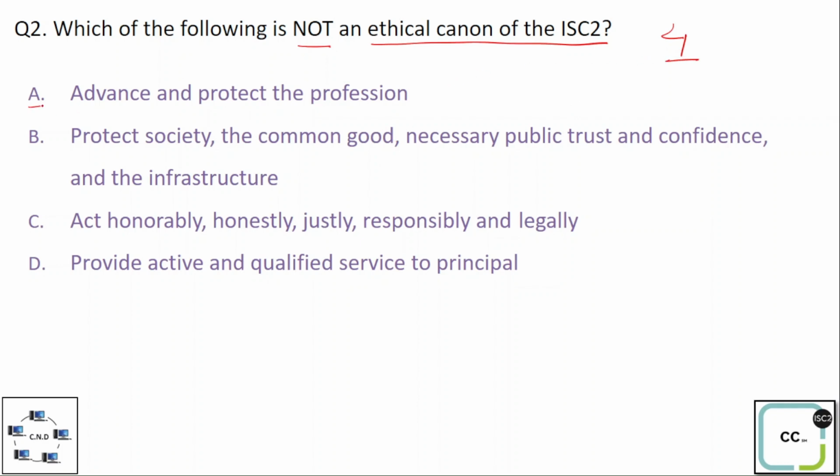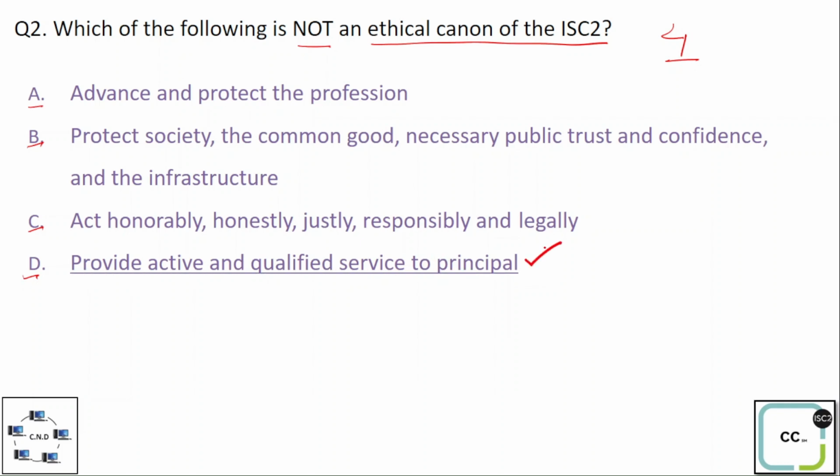And the options are option A, advance and protect the profession. Option B, protect the society, the common good, necessary public trust and confidence, and the infrastructure. Option C, act honorably, honestly, justly, responsibly, and legally. And option D, provide active and qualified service to the principals. And the correct option is option D.